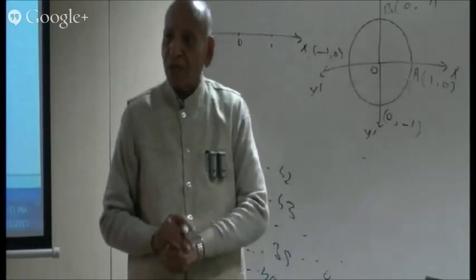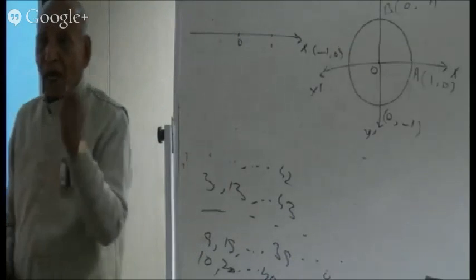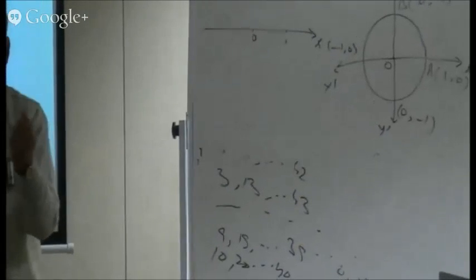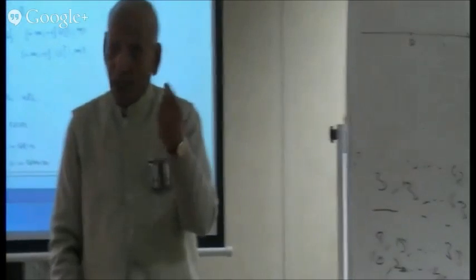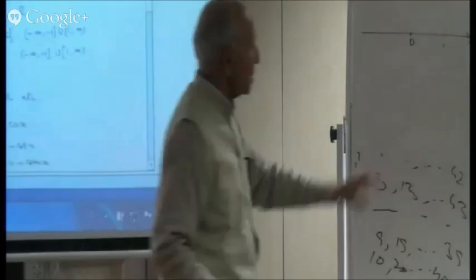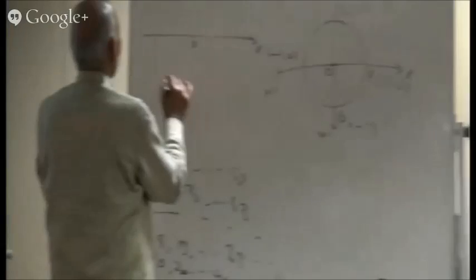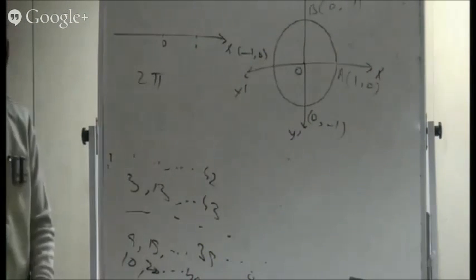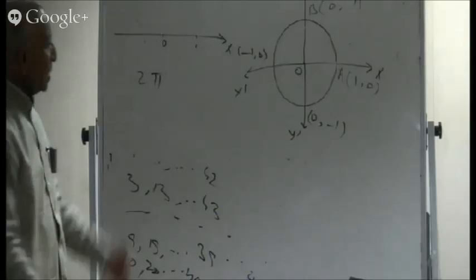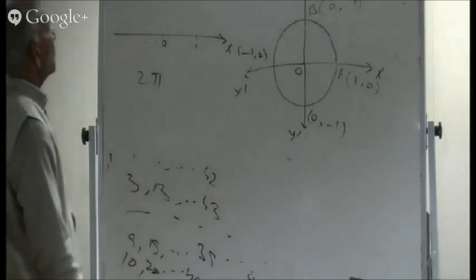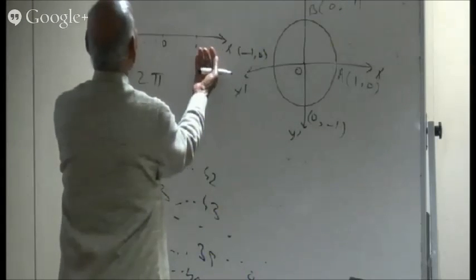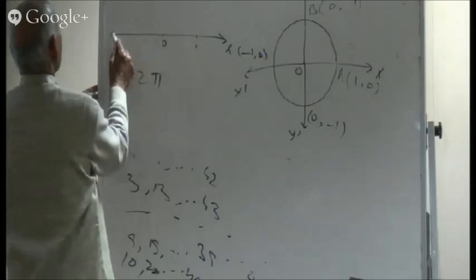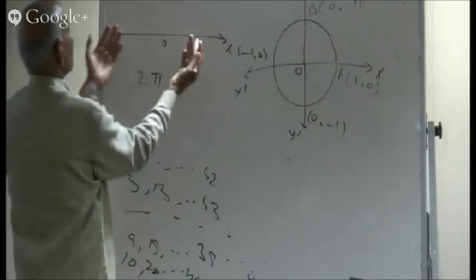What will be the circumference? 2 pi r. And r is 1 unit. So in this situation, the length of the circumference becomes 2 pi. And now here is your imagination. Can you imagine that you are pulling this line out? You are pulling this real axis out.